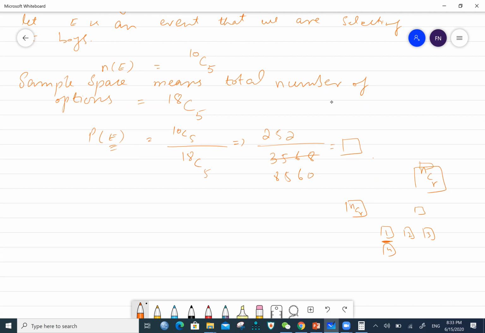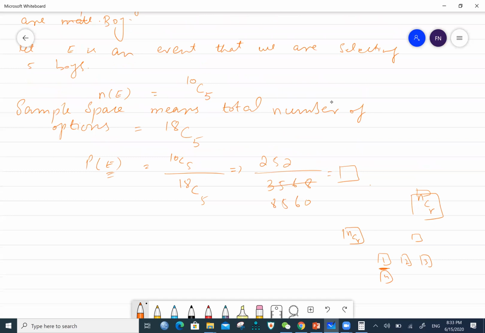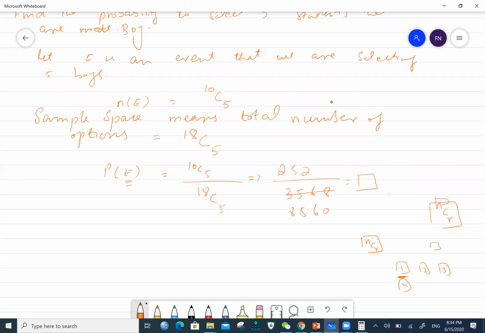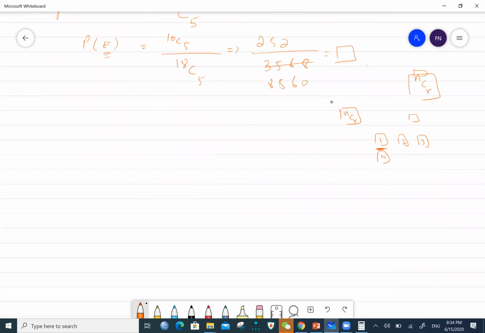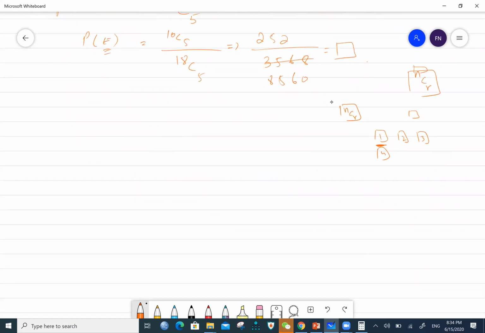Okay. So in this particular example, I introduced two more definitions. One is event and the second one is sample space. Sample space means the total number of options. Okay, so next, we use another definition, the fundamental principle of counting.